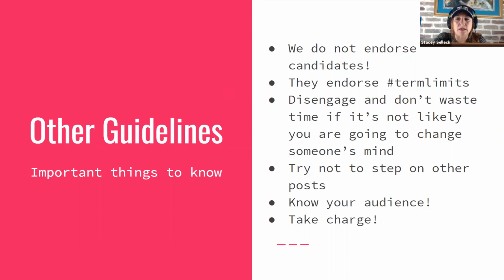Also, we use pound term limits for the hashtag for our social media posts so that they all fall under the category. If somebody looks up term limits, all of our posts will be there so that they can get more involved and understand what our mission is and what we're doing.